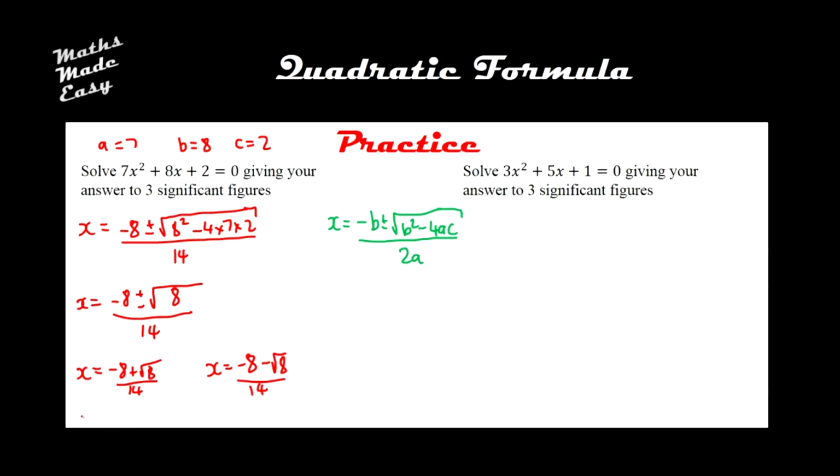And this first one here will give you x equals, and I'm going to do the rounding at the same time, negative 0.369, and the second one x equals negative 0.773. Both of those are given to three significant figures.